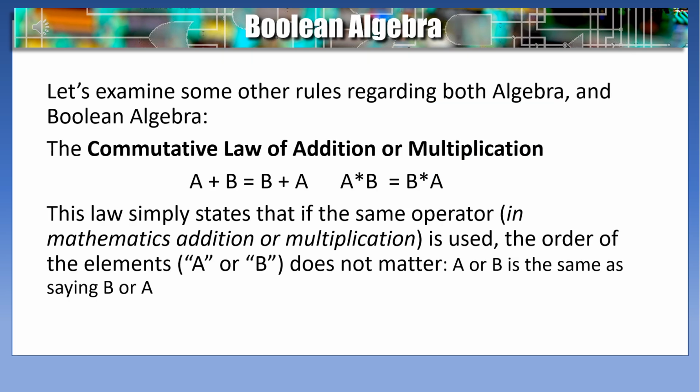Let's take a look at some other rules regarding both algebra and Boolean algebra. The commutative law of addition or multiplication remains the same. This law simply states that if the same operator in mathematics, addition or multiplication, is used, the order of the elements A or B does not matter. A or B is the same as B or A.